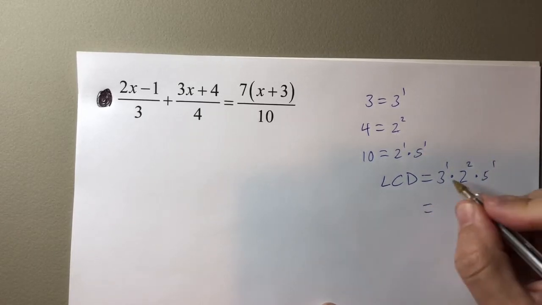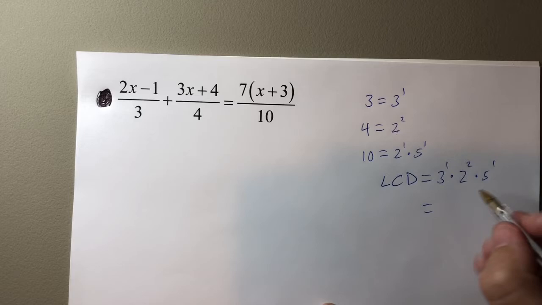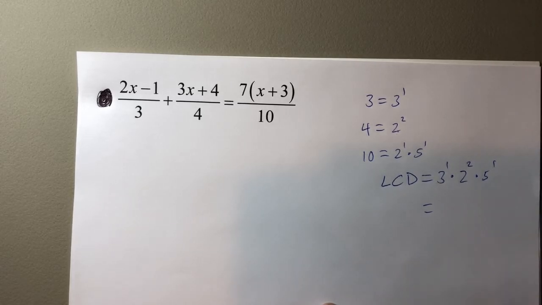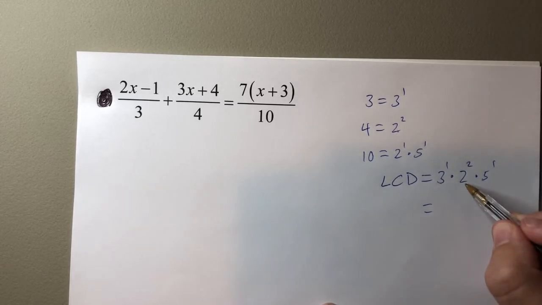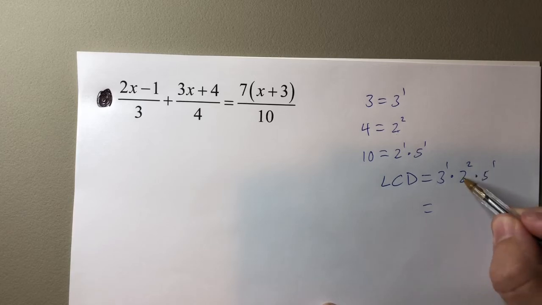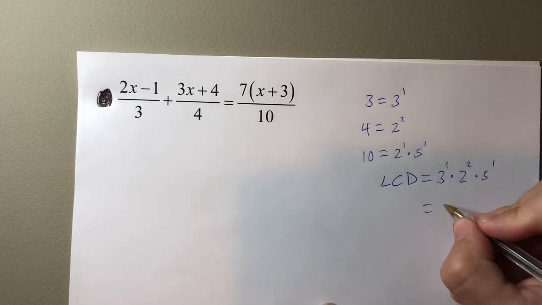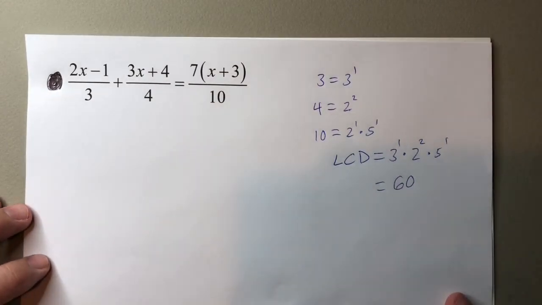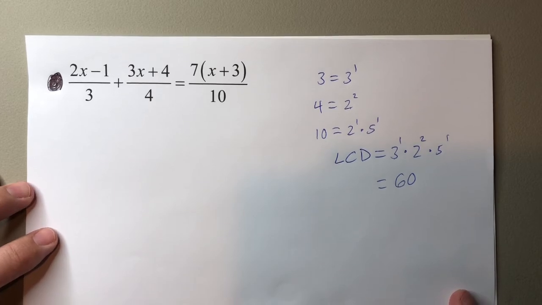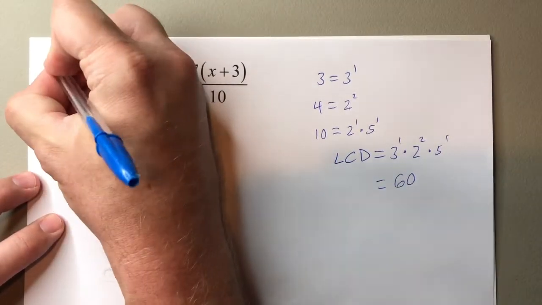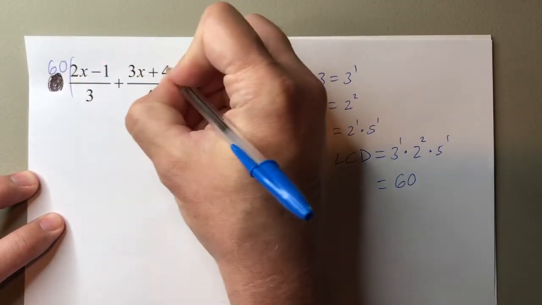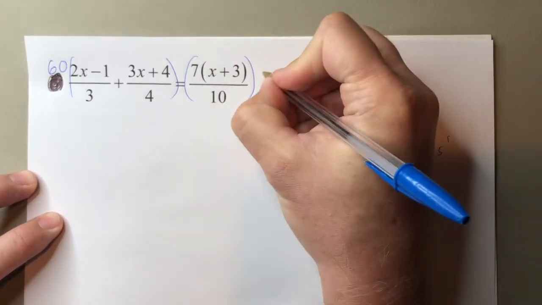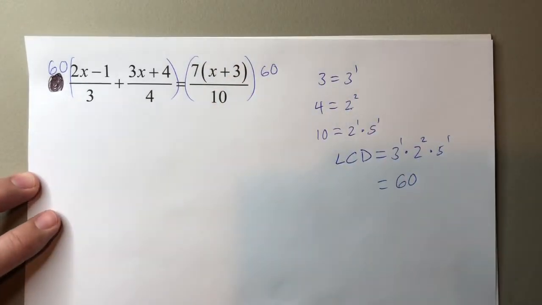So the LCD is going to be the product of these 3 numerical values. 3 times 4 is 12. 12 times 5 is, that's right, 60. So 60 is our LCD. Okay, so what am I going to do with this LCD? Well, I'm going to multiply both sides of this equation by 60.